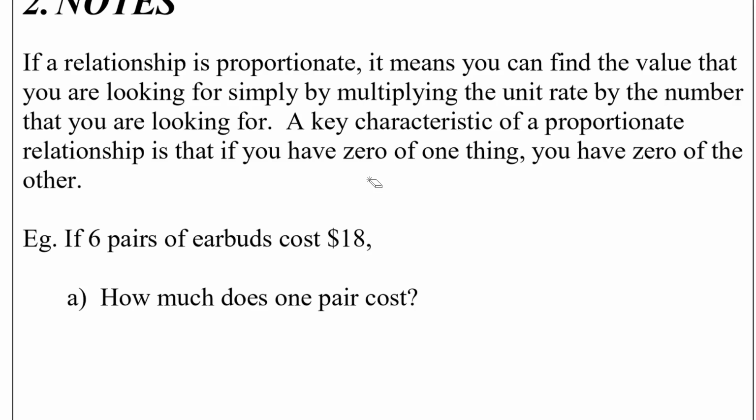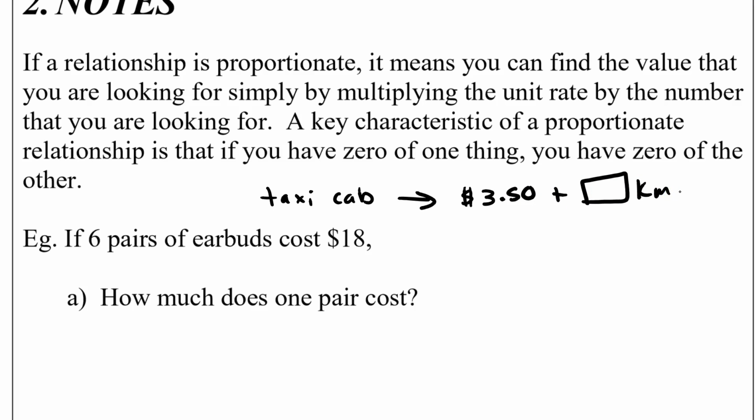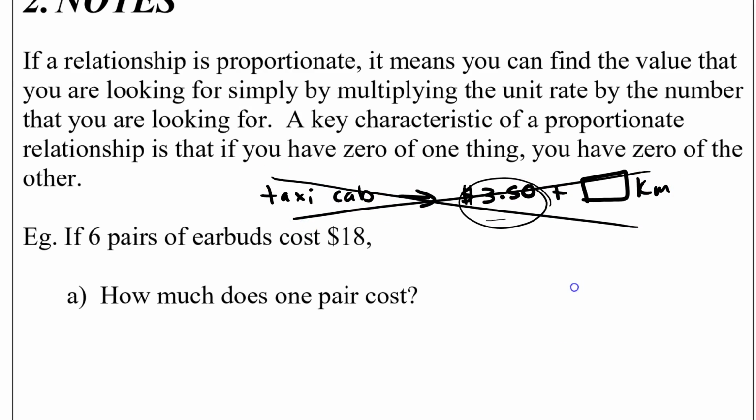So this is in contrast to something like a taxi cab ride. So that always has a baseline price of, say, something like $3.50 plus some value times the kilometer. Okay, so this is not a proportional relationship because we have a fixed cost there. So this one here is not proportional.